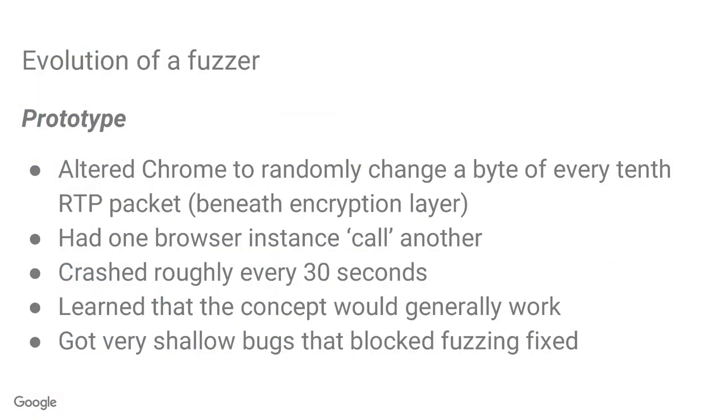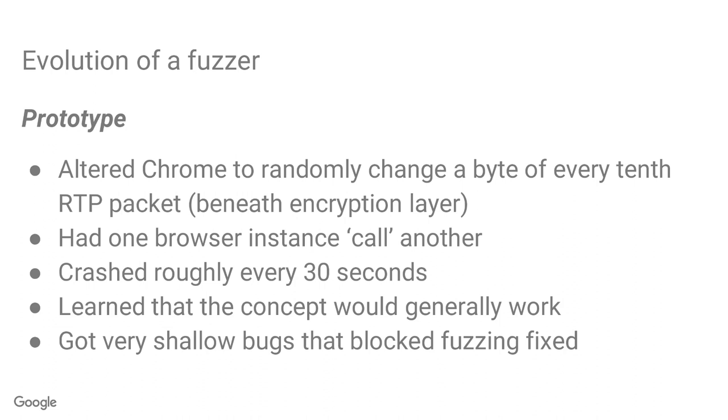So I wrote an end-to-end fuzzer for RTP. I started off by prototyping it. The way I did this was I altered Chrome to randomly change a byte of every 10th packet underneath the encryption layer of RTP. And then I called one browser from another, and it crashed every 30 seconds. So clearly, this was something that was worth putting time into.